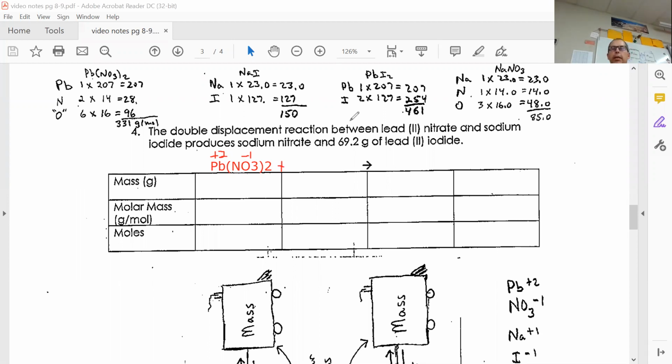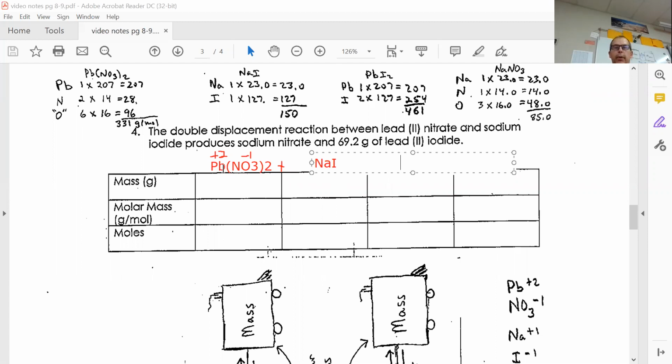Okay, next thing is sodium iodide. It looks like Na is +1, I is -1. So I know that's balanced. So I'm just going to write NaI right there. I'm not going to put the +1, -1 because we know that balances right there. I think there's an arrow given, so I'm going to keep going through here.